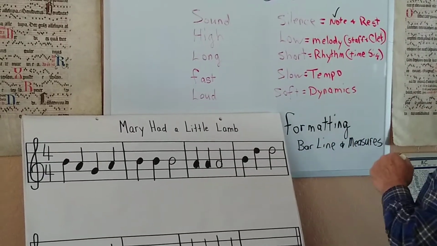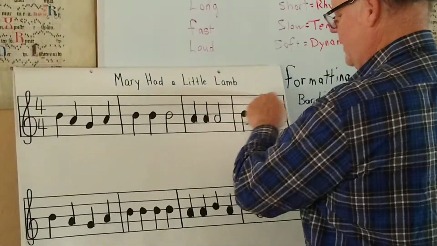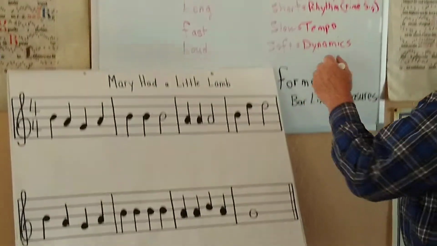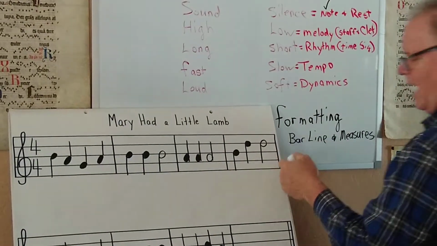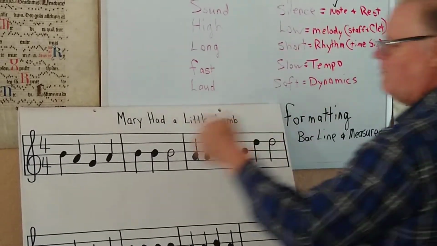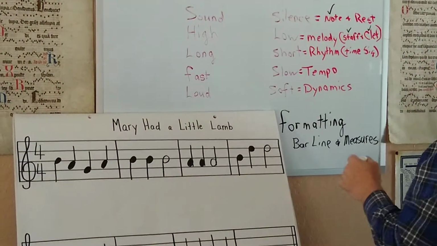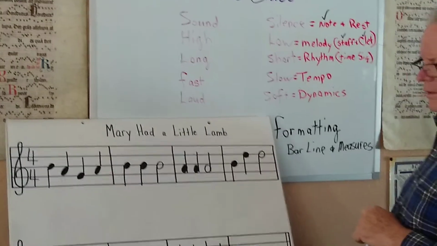Are there high and low sounds? Well, this is higher than these. It keeps going up and down and up and down. So we have a melody, we have our staff, the 5 lines and 4 spaces, and we have our clef sign. So check, check. Do we have long and short?